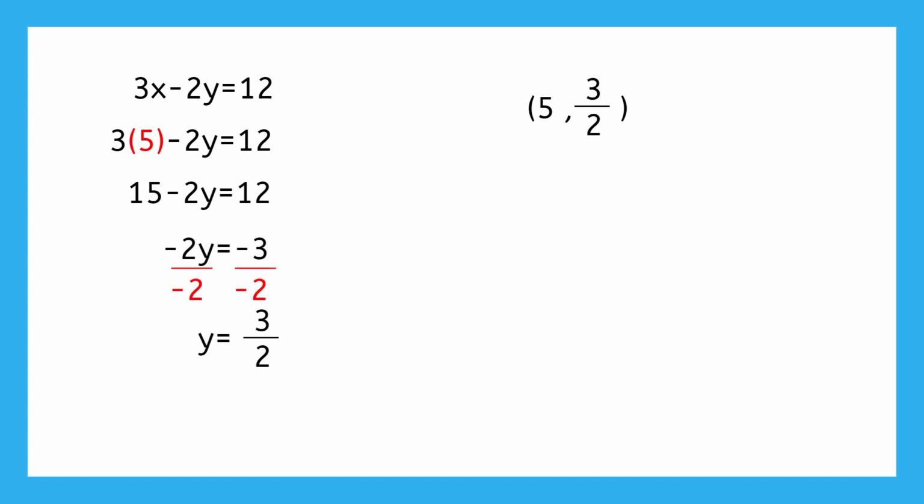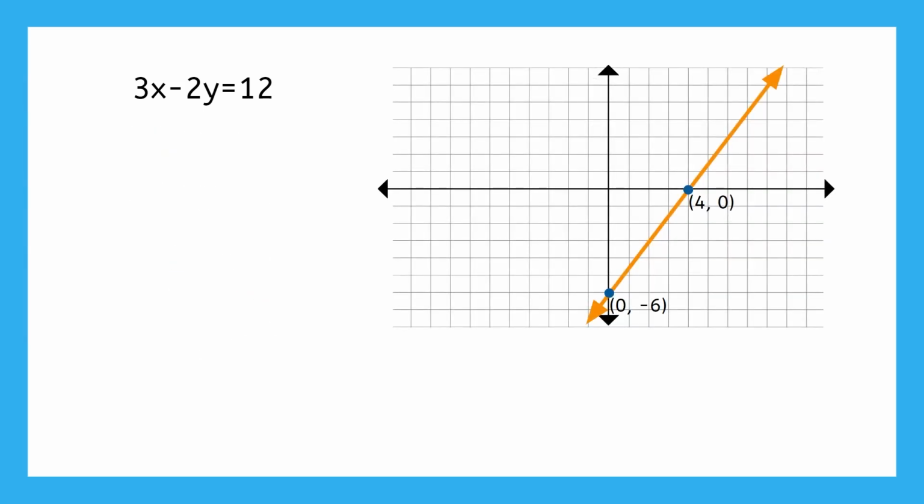Now, we could repeat this process with a different x value to find another point and then make our graph, but it would be nice if there were fewer steps to deal with when solving for the other variable. Maybe there is a way to make this process quicker. Let's look at the graph of its line to see if we can find anything useful.